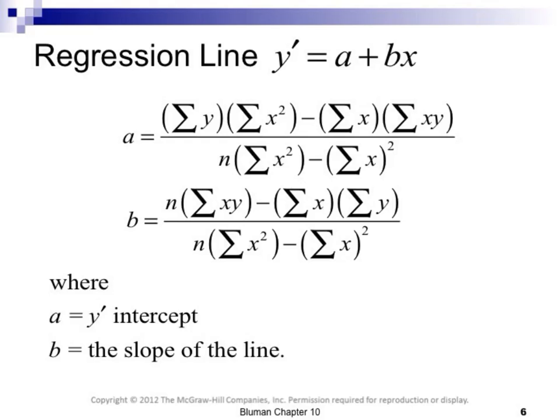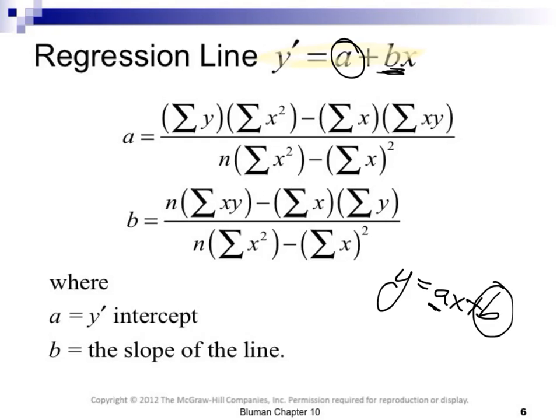And here's the formula. Now I want you to notice this is the formula that is given, which is going to be different on your calculator. On your calculator, when I show you how to do that, it's going to be y equals ax plus b. The number next to the x, in this case a and in this case b, will be the slope of the line, and the other number is your y-intercept.